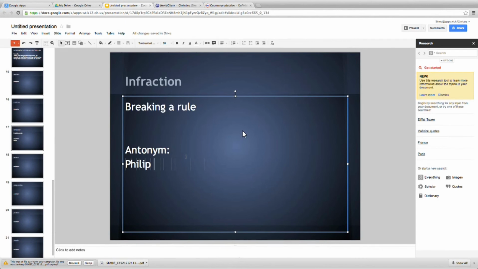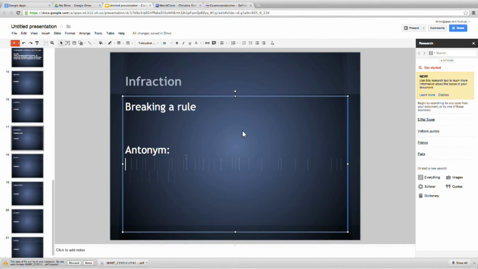Wait a minute, that's not using an antonym. You guys are making it a synonym. Oh, I got it. Philip got an infraction for humming, breaking a rule, not following it. That's not really the best one. The antonym for infraction would be following rules. All right.